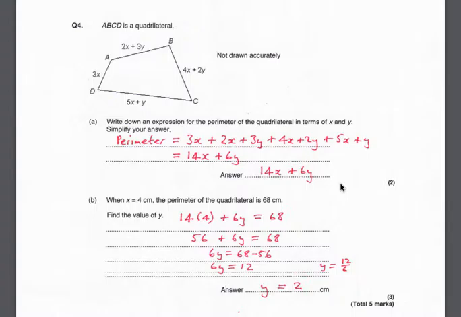Part B. When x equals 4 centimetres, the perimeter of the quadrilateral is 68 centimetres. Find the value of y. So the perimeter we can equate to 68. 14x plus 6y is 68 when x is 4. So we need to substitute for x, putting in the value 4. 14 times 4 is 56, plus 6y equals 68. Take the 56 to the other side, and we get 6y equals 68 minus 56, so 6y equals 12. So y is 12 divided by 6, which is 2.